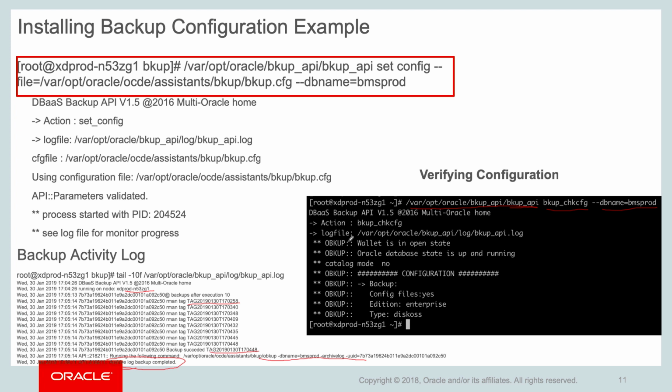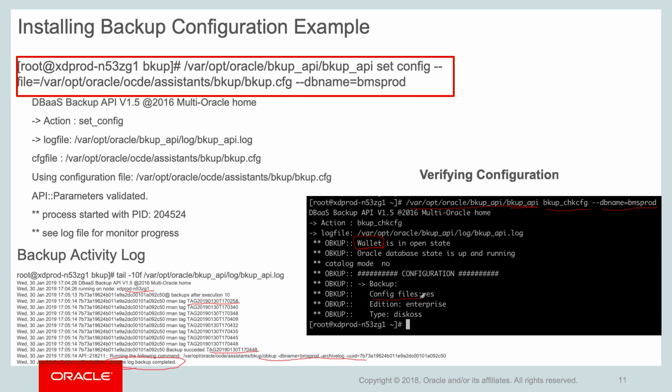The output is that it has checked, it is again creating a backup API.log and O backup, which is showing that the wallet is in open state. So it uses a security wallet. All of the backups, either on OCI object storage or local backups, are encrypted. Whether you configure backup on both, or just on cloud or on local, it is going to be encrypted all the time. So it checks that the Oracle database state is up and running, and only then is it able to provide you these configuration details.